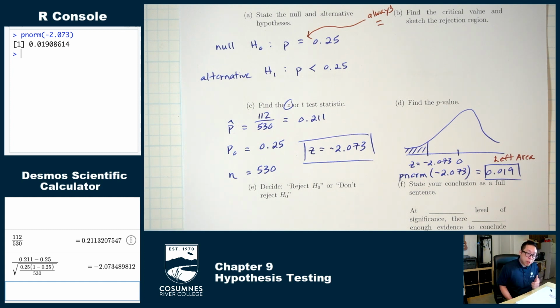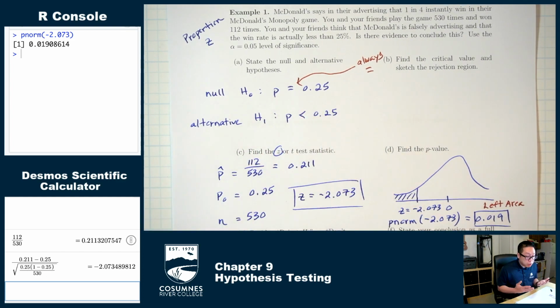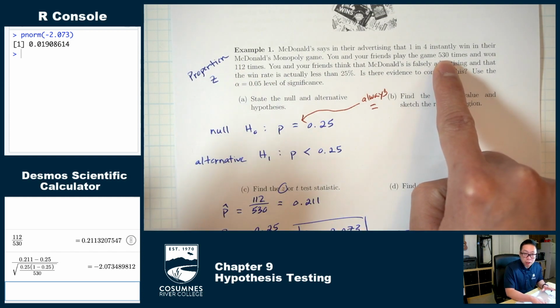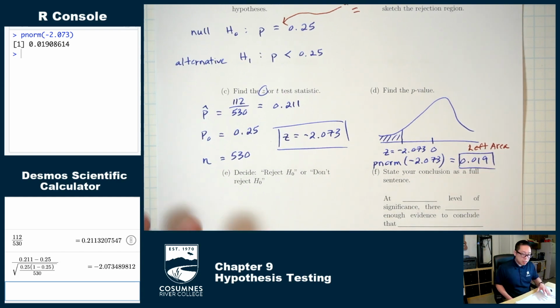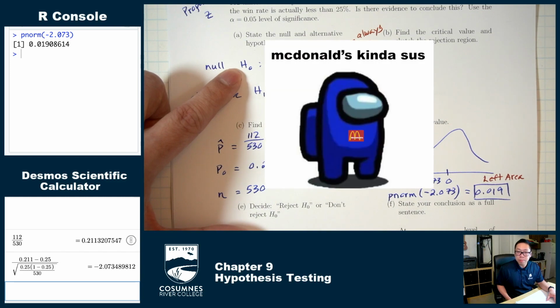Right? When you flip 10 coins, yes, it's possible to get all 10 heads. But that's such a rare event that if it does happen, maybe a better explanation is that something's wrong with the coin, that the coin maybe is not fair. So what we're saying here is that, yes, if McDonald's is telling the truth, it is possible to win only 112 times out of 530 times. Yes, it's possible. But it's so rare that maybe a better explanation is that H0 is wrong, that McDonald's is lying and not telling the truth.